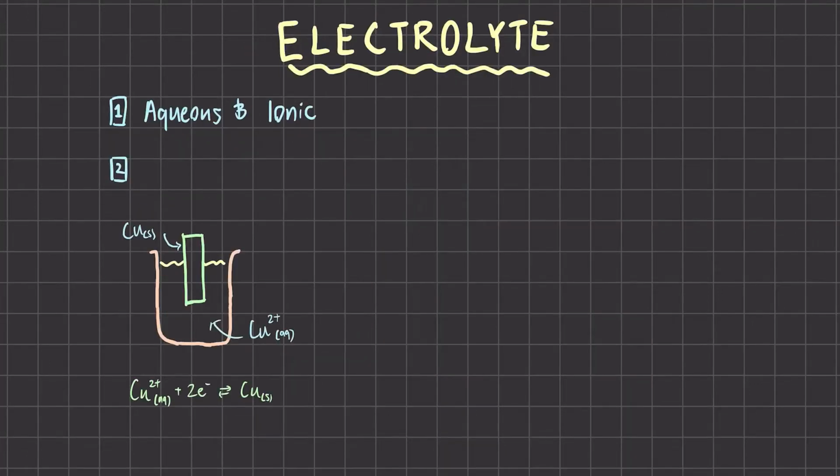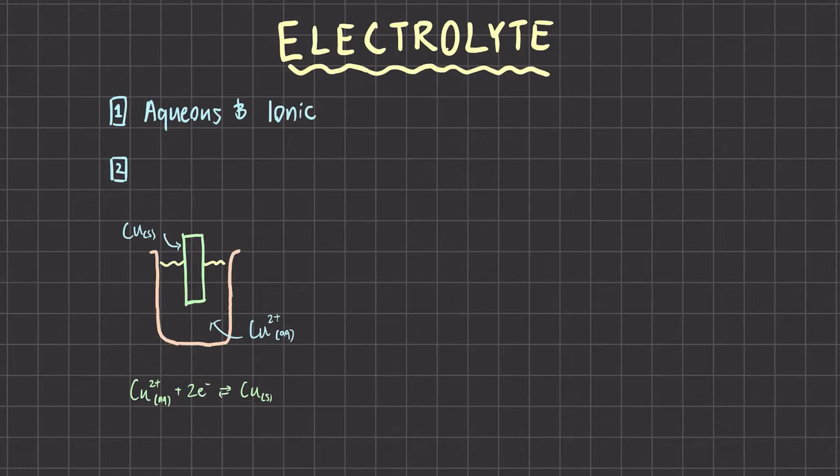And I've just got the copper half cell here as a reference. Now the first requirement for the electrolyte is that it must be aqueous and ionic. So aqueous means that the substance is soluble in water. And ionic just means we have a positive charge plus a negative charge. So a cation plus an anion.